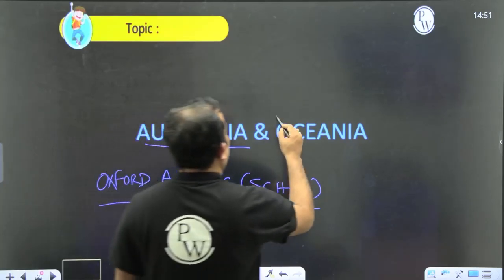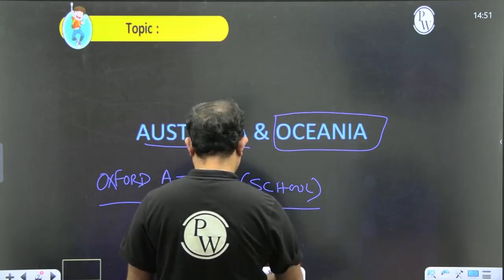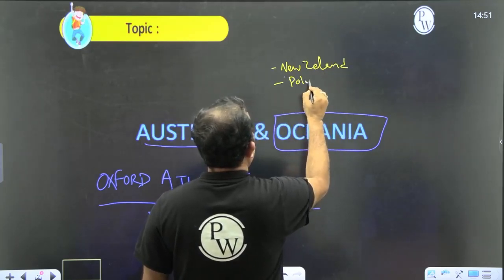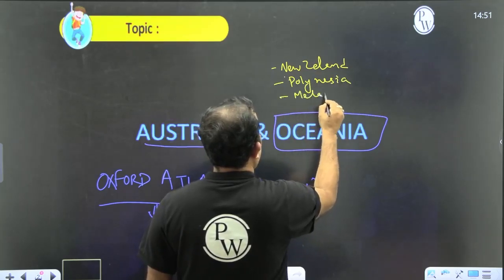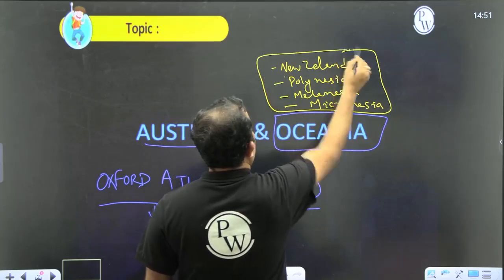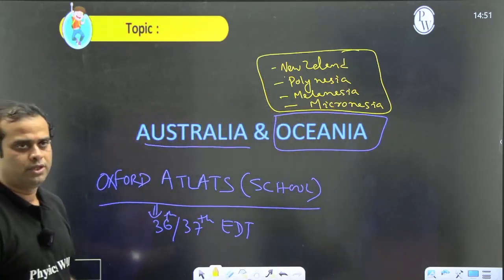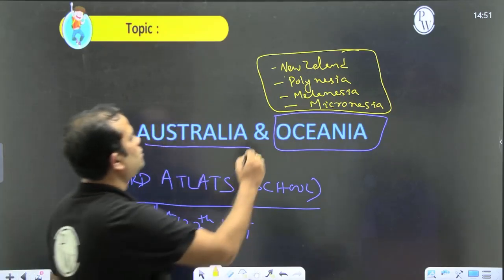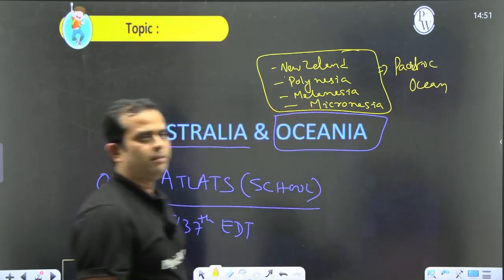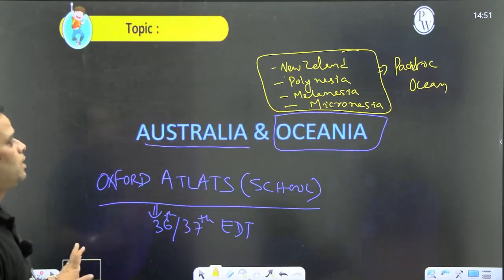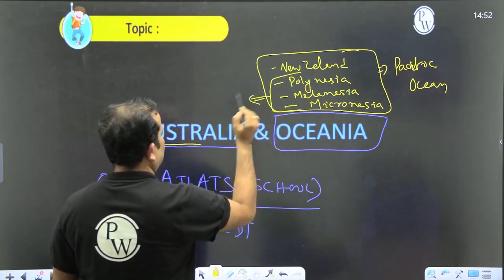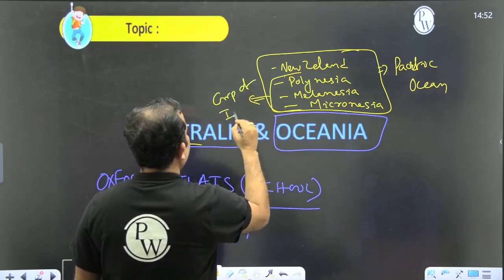First, before going to Oceania, let us know about Australia, some facts and figures. Oceania includes New Zealand, Polynesia, Melanesia, and Micronesia. Mostly they cover the Pacific Ocean. They mainly cover the regions, the countries, surrounded by the Pacific Ocean. Polynesia, Melanesia and Micronesia are groups of island chains. I will deal with them separately in this total session.